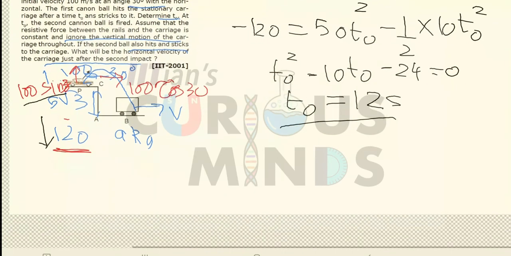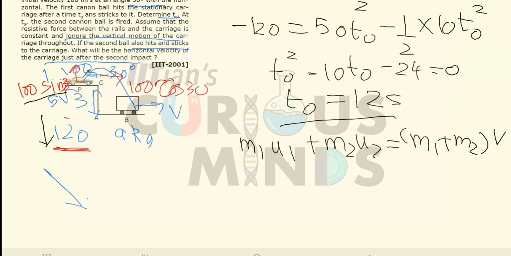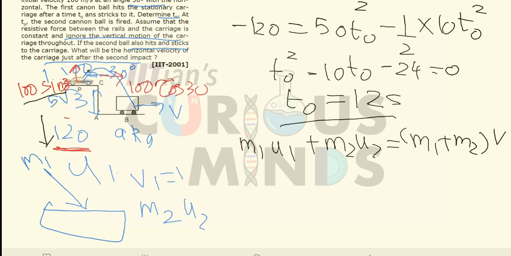So when I conserve the momentum in the horizontal direction, I will use the formula m1u1 + m2u2 = (m1 + m2)v. Why are the final velocities the same here? When the cannonball strikes the carriage, let its velocity be u1, the mass of the cannonball be m1, the mass of the carriage be m2, and the initial velocity of the carriage be u2. It is given that the cannonball sticks to the carriage. It means that v1 will be equal to v2.